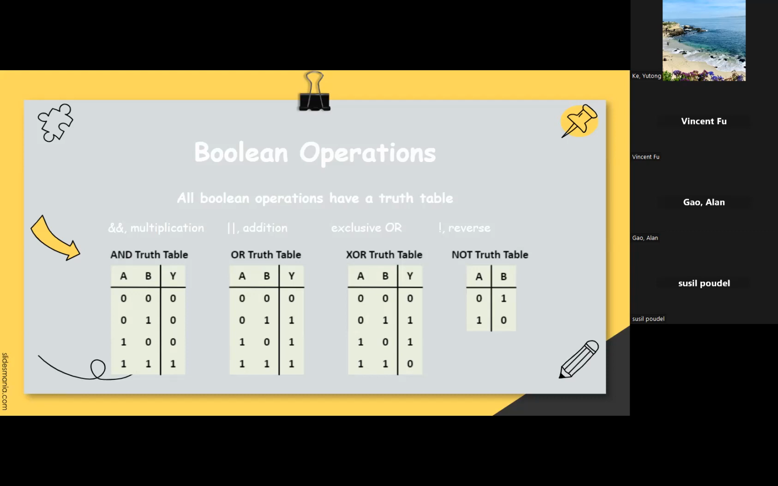The final one is NOT. NOT is self-explanatory. It just flips the value, so it either goes from true to false or false to true.